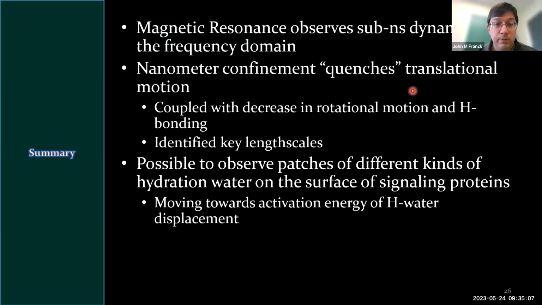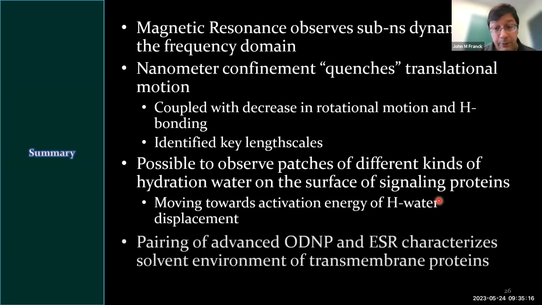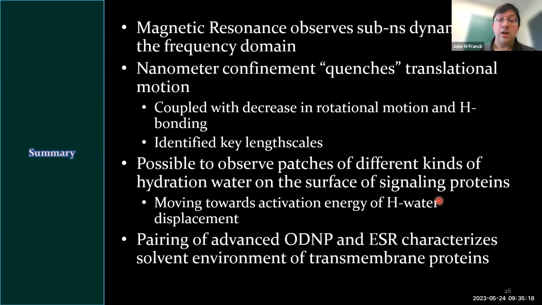It is possible, and this is a very applicable method, to observe patches of different kinds of water on different types of proteins, whether it's a transmembrane protein or a signaling protein. And another thing that we've learned, and I'm going to show you a little piece from this too, is that by pairing DNP and even just CW ESR, we can learn quite a lot about the solvent environment of transmembrane proteins.